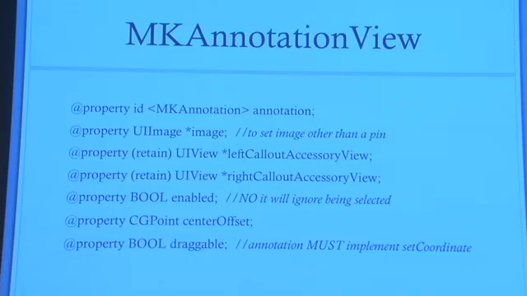It's got a CGPoint centerOffset property, which specifies if you want the image that the annotation is to be offset from the coordinate. And then a draggable property. And if you're going to set this to YES, then you have to make sure that your annotation is implementing a setter for the coordinate as well as a getter. Because when you drag it, you're going to be obviously setting a new coordinate.